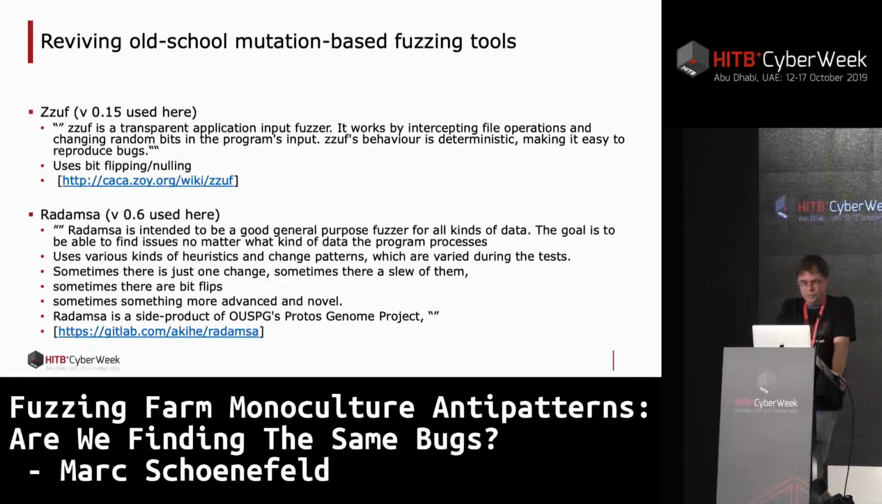Depending on the seed, depending on the ratio. There's also an advanced mutation-based fuzzer, which is Radamsa from Finland, and it's a general-purpose fuzzer for all kinds of data. The goal is to find issues that cause the program to misbehave. So it uses various kinds of heuristics and change patterns, inserting bits, bytes. It has an XML mode. Sometimes it has bit flips. So it randomly uses a particular mutator based on the current seed.